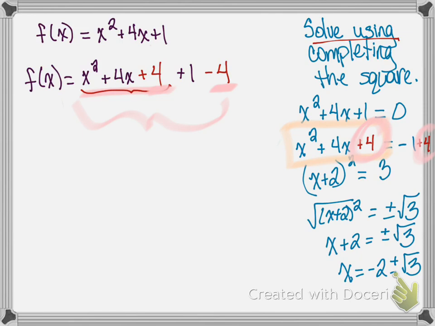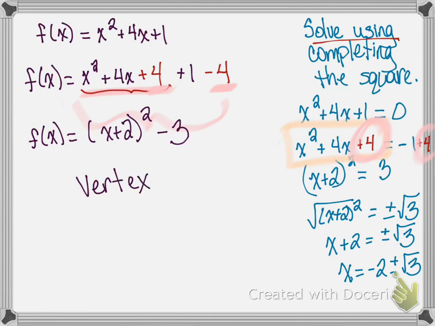Okay? Now, can I factor that perfect square trinomial? X squared plus 4x plus 4. I mean, by design, I created it to be factored. So I get x plus 2 squared. What's 1 minus 4? Negative 3. So now I have it in vertex formula. So my vertex here is, what's my vertex?